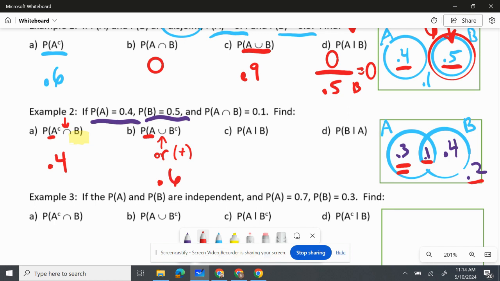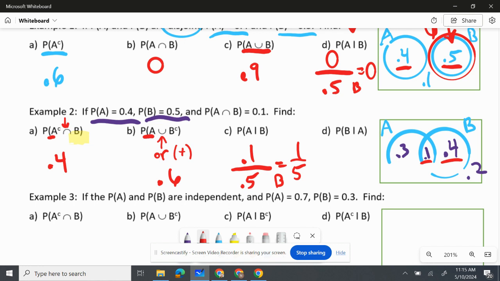For letter C, this is a conditional probability. So the given part is B. Think of it as a fraction. We put B on the bottom, so that would be 0.5. B includes the whole circle of B. Now, of the 2 parts of B, we have the 0.1 and we have the 0.4. Now, of those two possibilities, which one is A? The only one that's A is the 0.1, so that would be 1/5.